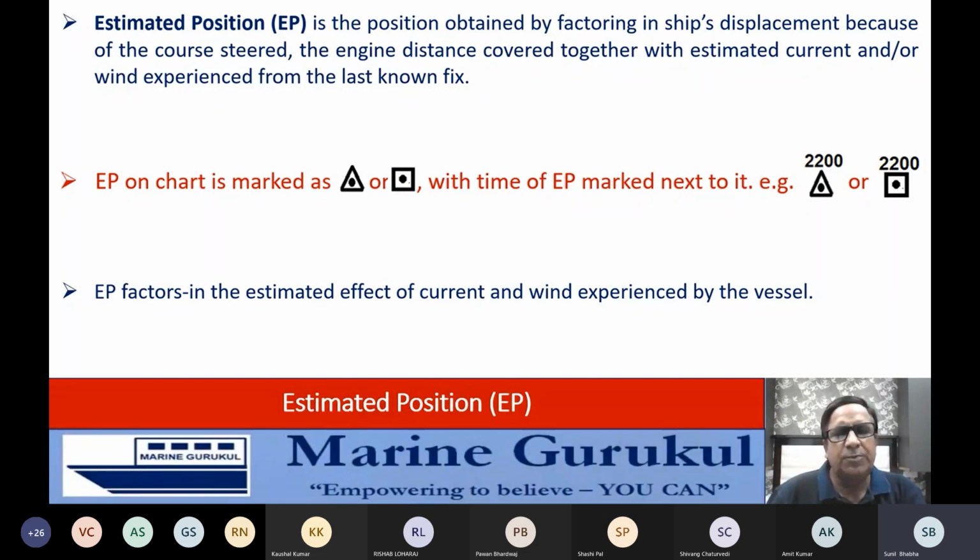We shall be using these positions depending on the information that is available in the same order of accuracy. If we have a choice, fix would be of the first topmost priority, followed by EP, and if none of them are available, we would use the DR position.